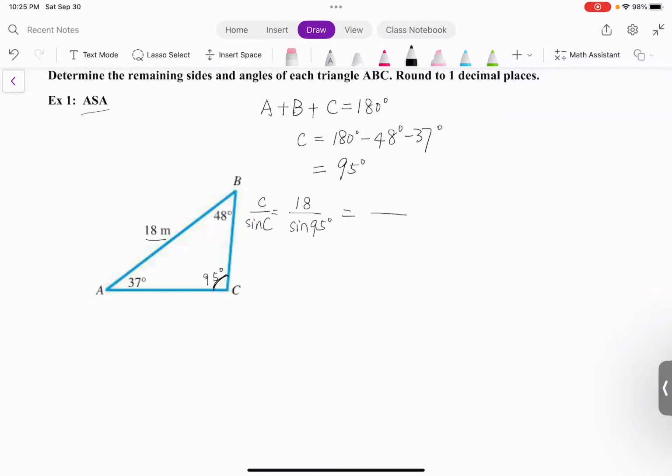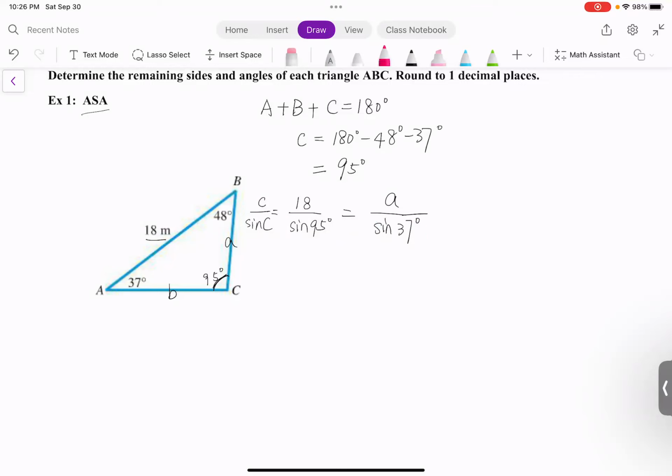I can list the relationship between the ABC. So 18 over sine 95 equals... if I'm solving the A, so this is A, this is B. If I'm solving the A first, A over sine A, angle A is 37 degrees. That means in this relationship, I have one information, two information, and I have this information. So I can solve the A. I can isolate the A.